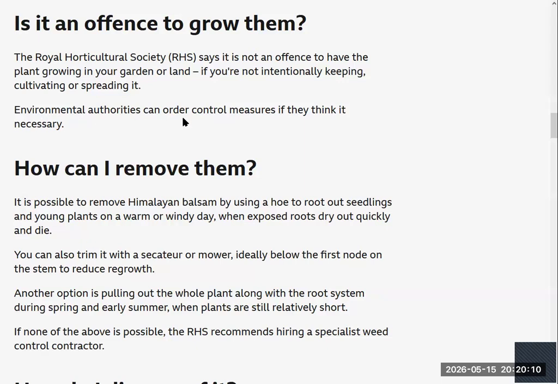Environmental authorities can order control measures if they think it is necessary. Interesting. So anything you want to ask about that? Yeah, a bit about meaning.